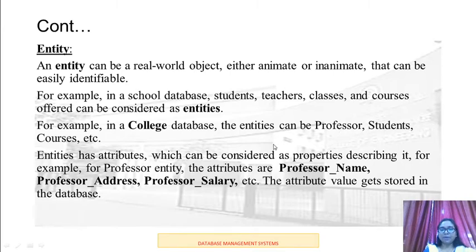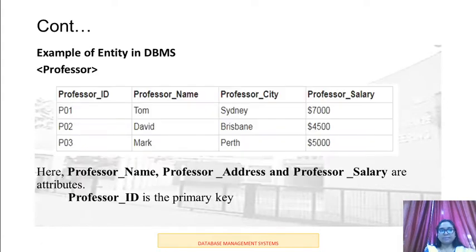Okay, it is clear. Now these entities or tables have some attributes. Suppose the professor table, or professor entity, is there, whose attributes are the professor name, professor address and the professor salary. What is the need of attributes? Because we store the data in the form of attributes, in the form of columns. Clear? So this is up to your entity.